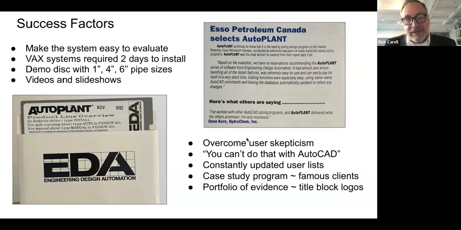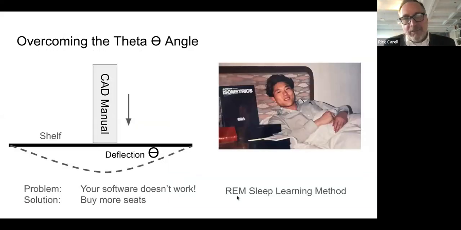And I always carried a portfolio of evidence, always had drawings with title blocks, Fluor title block, Bechtel title block, whatever, PMX title block. Because the thing that you have to do is overcome the theta angle. I can't tell you the number of times that I've been in the office and the client points up, he goes, yep, your software doesn't work. You see, there's the software right up there on the shelf. It doesn't work. And I'd bring out the evidence and say, well, it's working here. It's working here. It's working here. What do you think the problem is? Humidity? Maybe too humid in here.